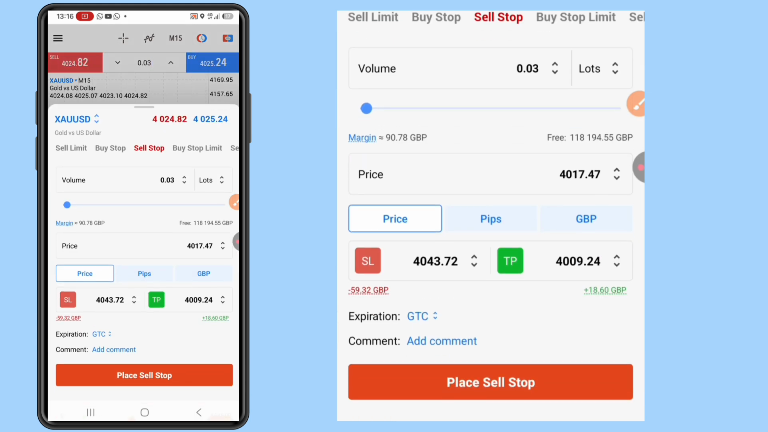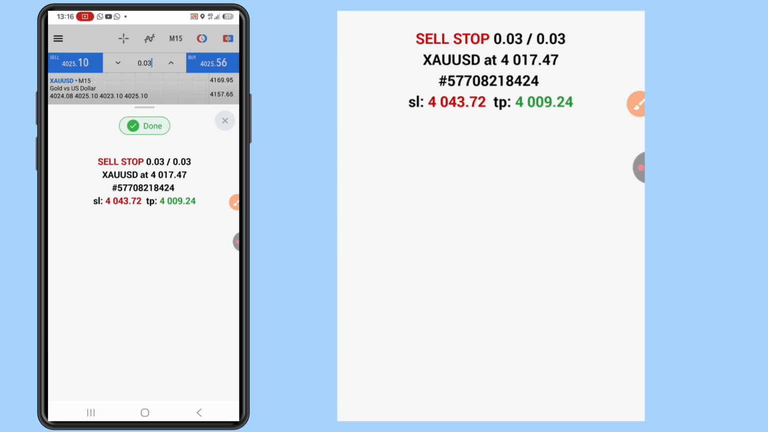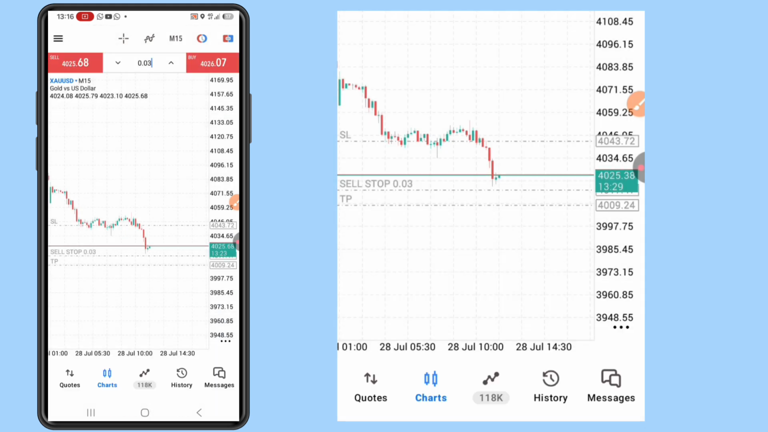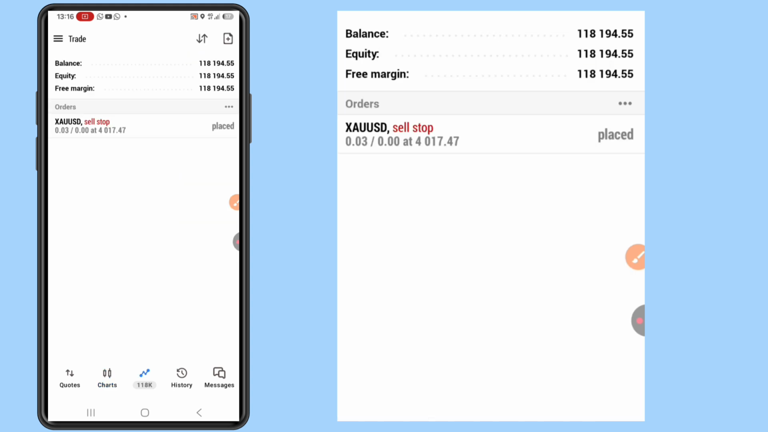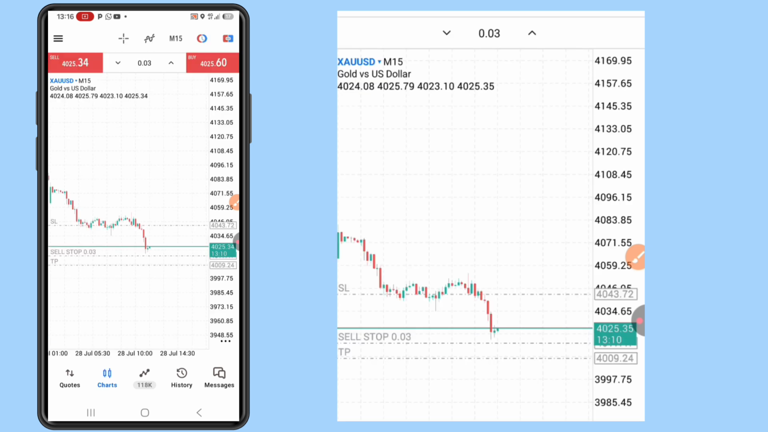All you're supposed to do is come here and place a sell stop. Once I place a sell stop like that, that does not mean that I have started a trade. My trade is pending, and it is here. It is placed, but it's not running. It is waiting for the right entry time. So that's how you place a trade.